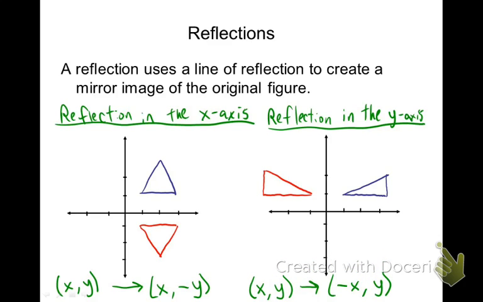You'll note that if the original coordinates are x comma y and you reflect it in the x-axis, then you're going to get x comma negative y. So just the y value is going to flip. It's going to be the inverse. Same idea when you reflect in the y-axis. If the original points are x comma y, then your new points are going to be negative x comma y.